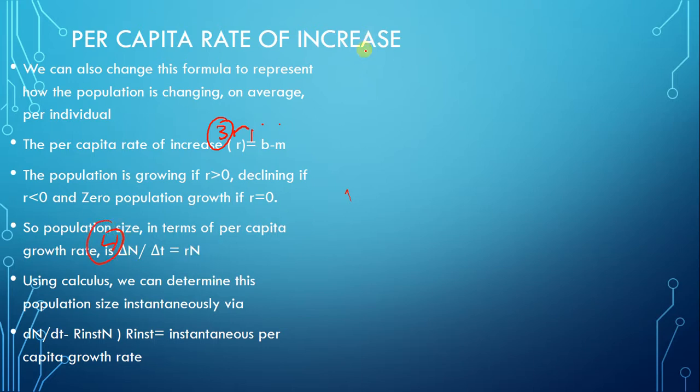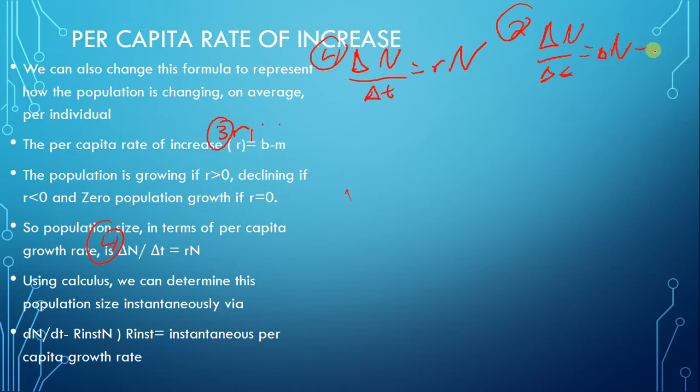And I need to show you that this is the same as equation 2, which was per capita birth rate times N minus per capita death rate times N. So what happens is, if R equals B minus M, I am going to factor out an N from this side.